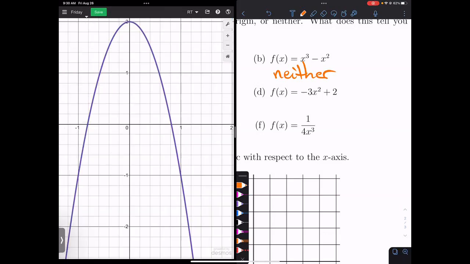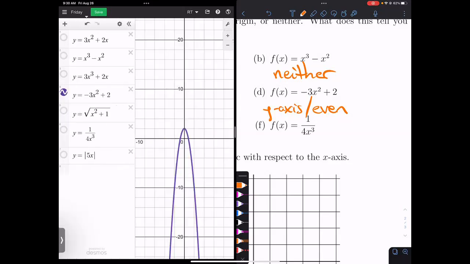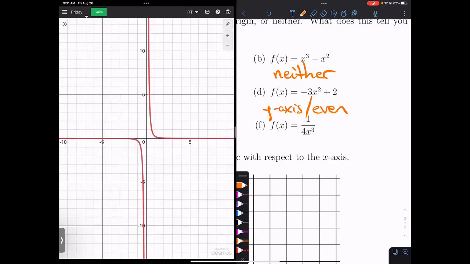All right, negative 3x squared plus 2. Y-axis. So it's even. Again, the y-axis is passing right down the center of the graph. And the last one, 1 over 4x cubed, which is weird, right? And I saw some alarmed faces when the graph came up, but it's weird. It's in 2 branches instead of just a single piece. We'll worry about the details of that in a month or something, but for now, just take it as what it is. Does this have y-axis symmetry?